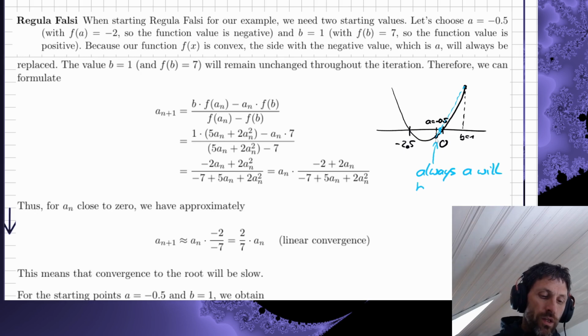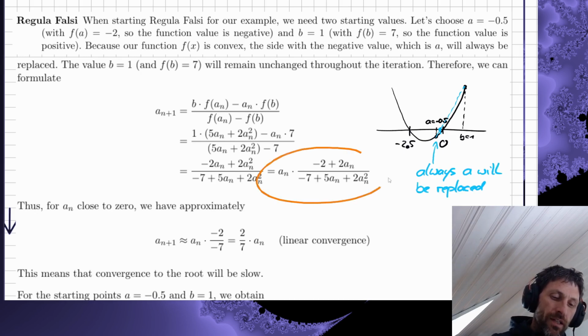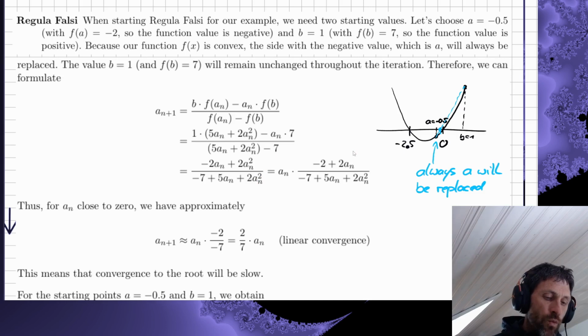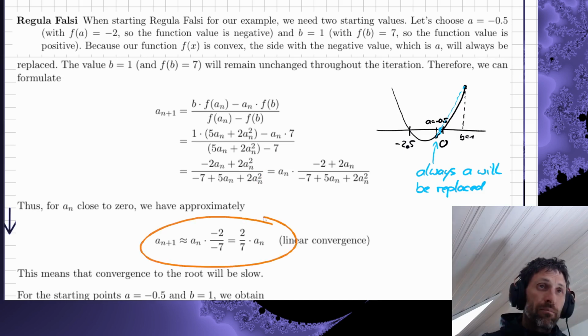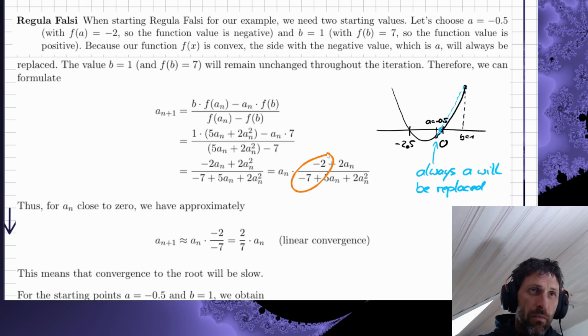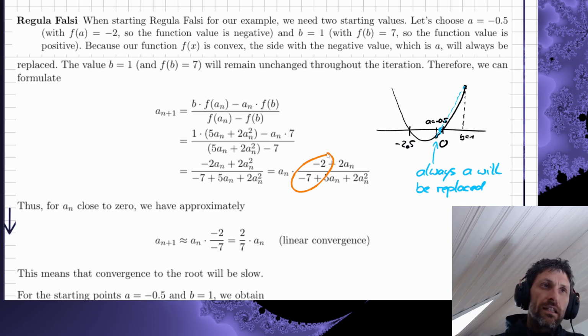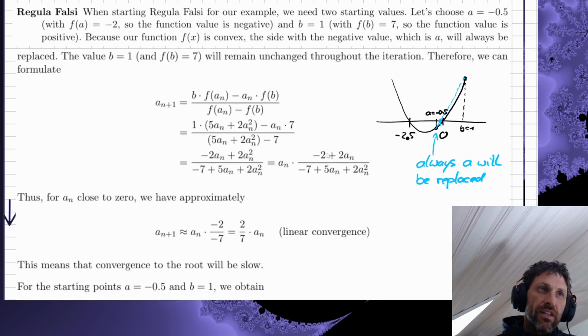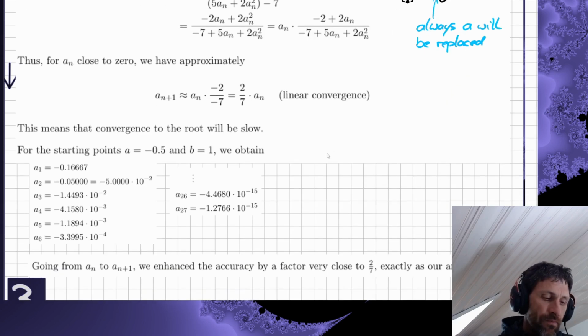And so we know that we have this situation, and then we get a_{n+1} is more or less 2 divided by 7 times a_n, and that means we have linear convergence. If a_n is close to 0, this is close to 0, and what is left is minus 2 divided by minus 7, which is more or less 2 divided by 7. So convergence is only linear, and we did the analysis to see that in detail.